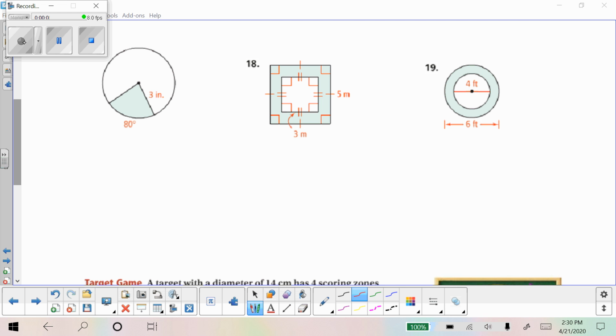It's Mr. Hermanson again. I just thought I'd go over some of your 10.8 practice problems that were frequently missed. We're going to start here at number 19. We're going to try and find the probability of the gray region. To find that, we need the area of the gray region divided by the total area.